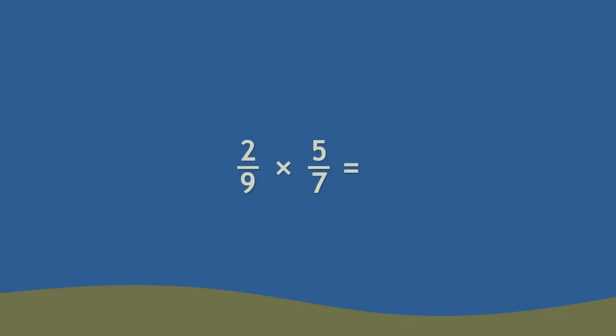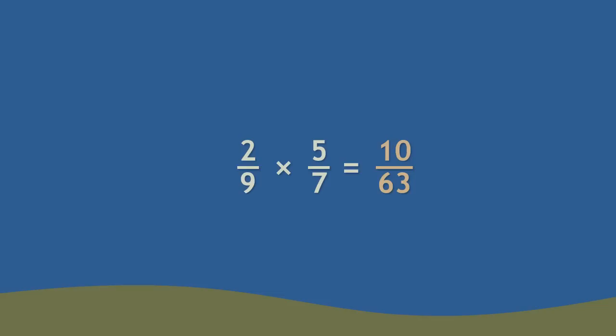Okay, so let's go ahead and take a look at this problem here. 2/9 times 5/7. I'm sorry, yes, 5 times 5/7. So we're going to multiply straight across on this one. 2 times 5 is 10. 9 times 7 is 63.